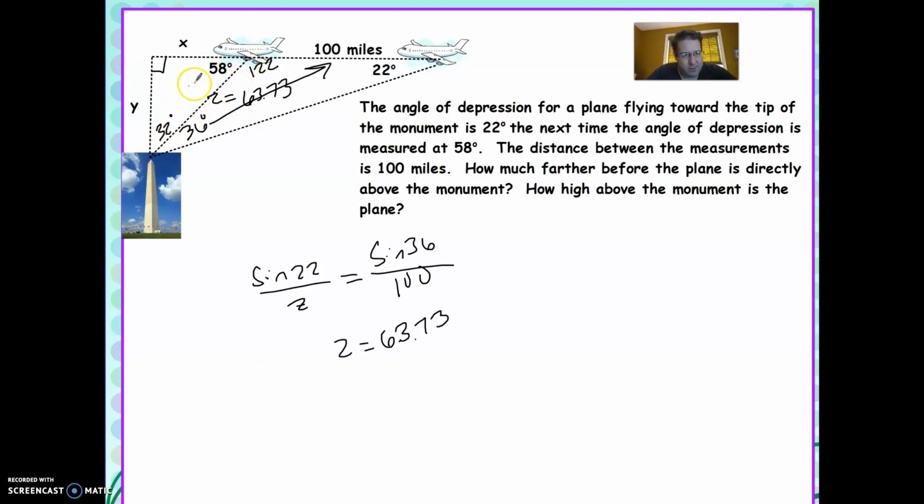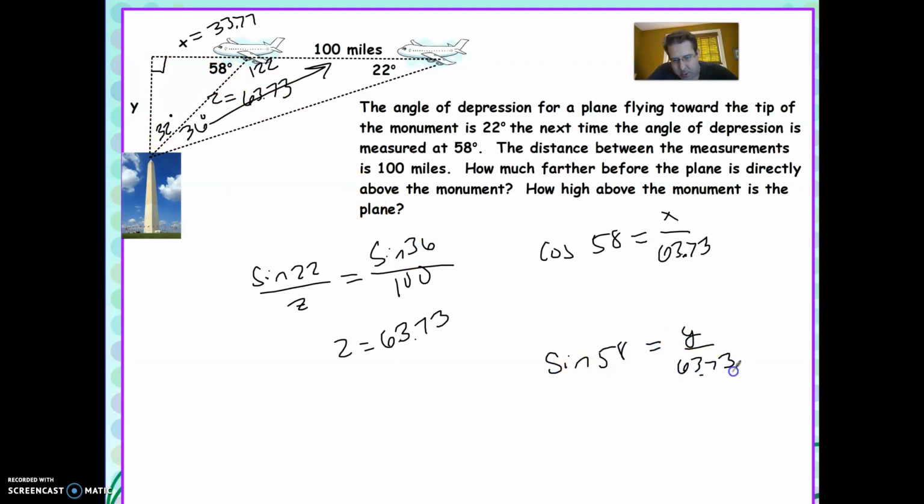Now that I know this side, then I can use my trig functions to figure out x and y. Now, this is the hypotenuse, so I could do cosine of 58 equals adjacent over hypotenuse. And then I would just multiply both sides by that denominator, so 63.73 times cosine of 58. And that gives me about 33.77. And then I've got plenty of options from here to figure out y. I could use Pythagorean theorem, or I could use sine of 58. So sine of 58 is equal to y over 63.73. And then I would once again do that calculation and find it.